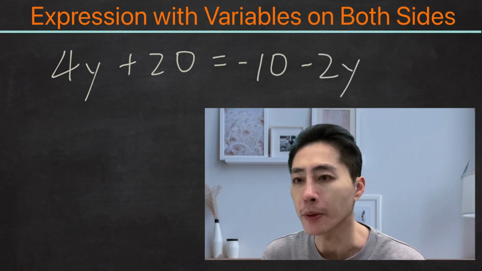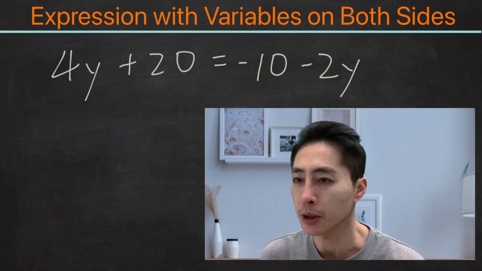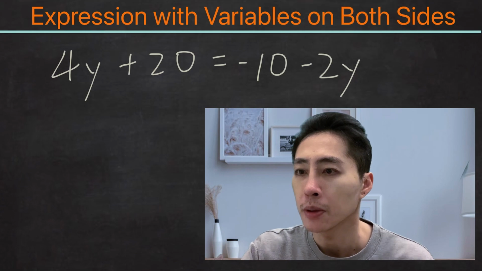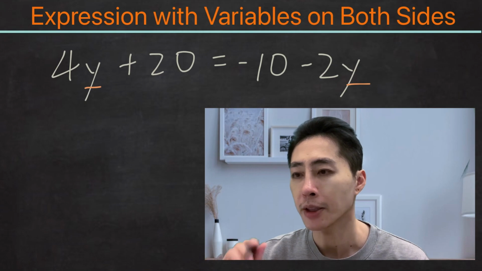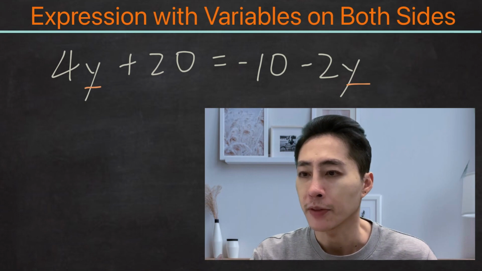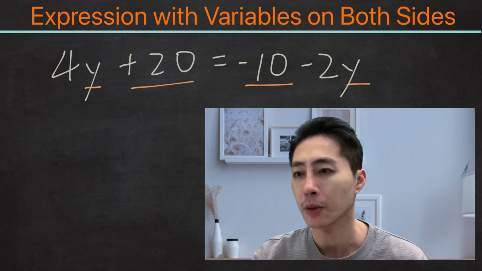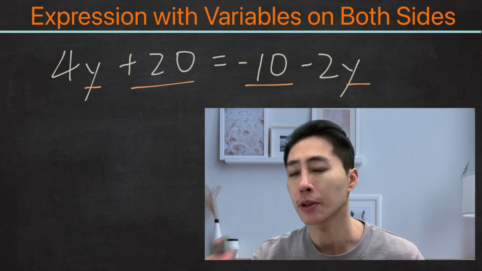Before we do anything, what we want to do with a variable that shows on both sides of the equation is get the variable by itself. From this example, we have the variable y on both sides. We could either isolate the y on the right or isolate it on the left. Either way will work. Now the numbers, we have -10 and +20. And whichever side we isolate the variable y to, we'll isolate the numbers to the other side.